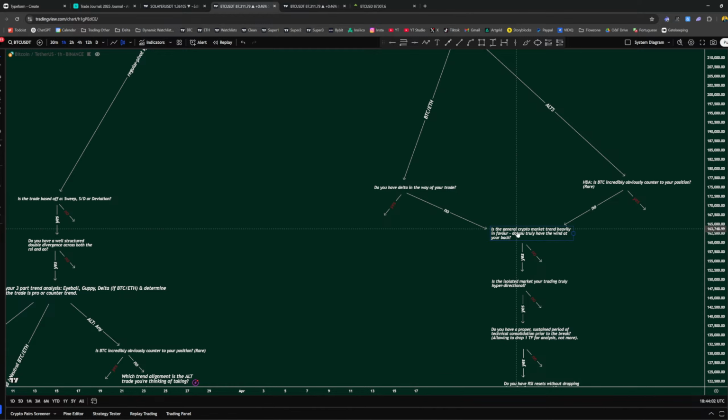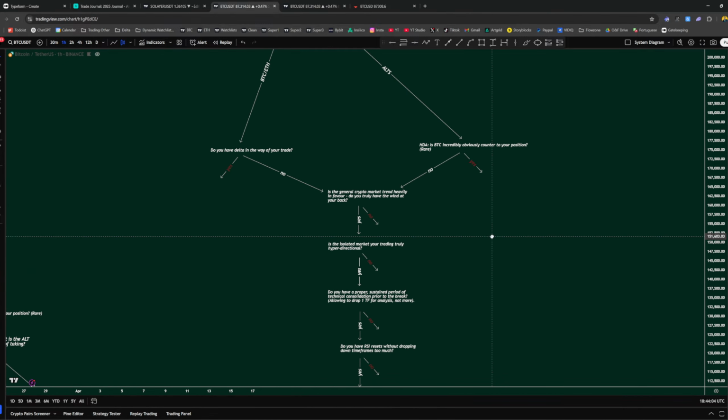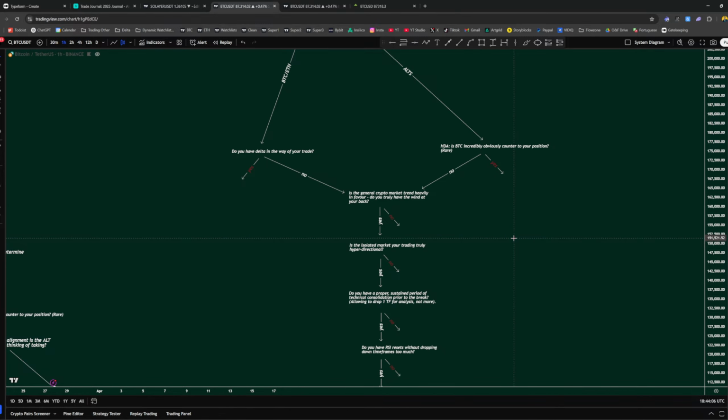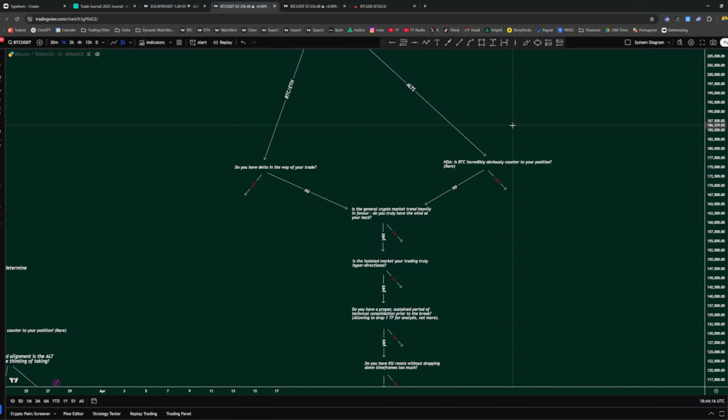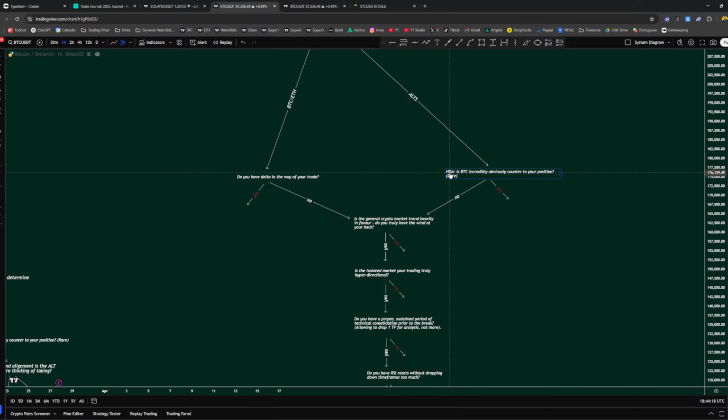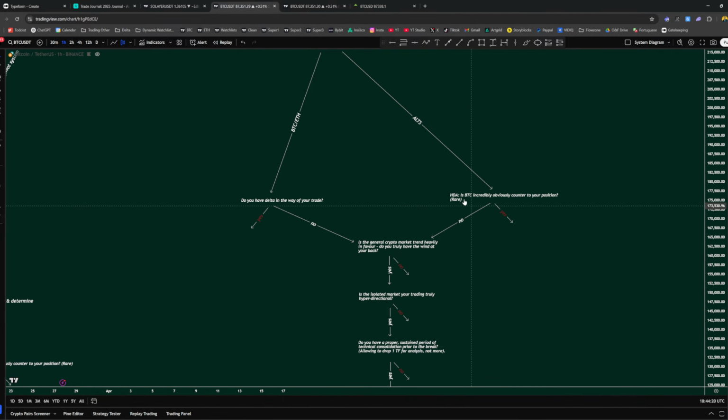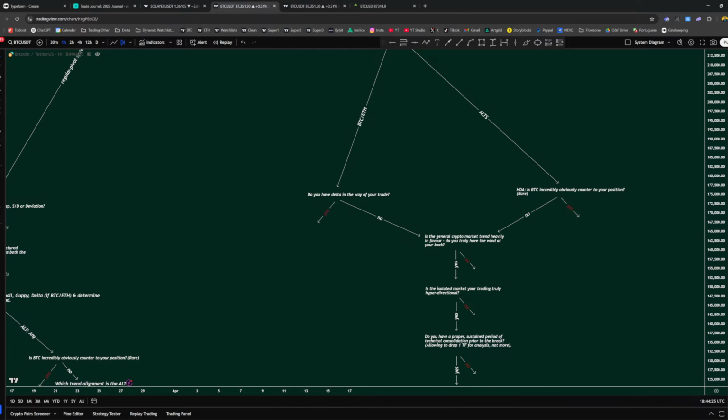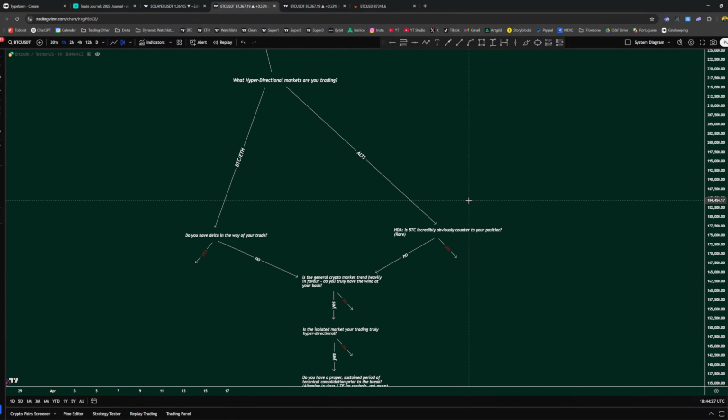And I'm proceeding to the next gate, which is: is the general crypto market trend heavily in your favor? You truly have the wind at your back. I'm talking about a general market context, so a raging bull market or a raging bear market here, okay? Ignore these notes here, HDA, that just means hyper-directional alts, because I have a different one of these gates over here, and you'll see that I've put this together in a platform in a second.